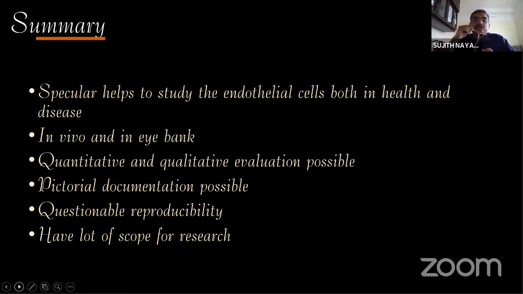To summarize, this actually helps to study the endothelial cells both in health and disease, in vivo as well as in the eye bank. Both qualitative and quantitative evaluation is possible. You can get pictorial documentation and a printout to explain it to the patient, or for medico-legal reasons if you want to keep it. But the reproducibility of the investigation is questionable. But there is a lot of scope for research and refinements.